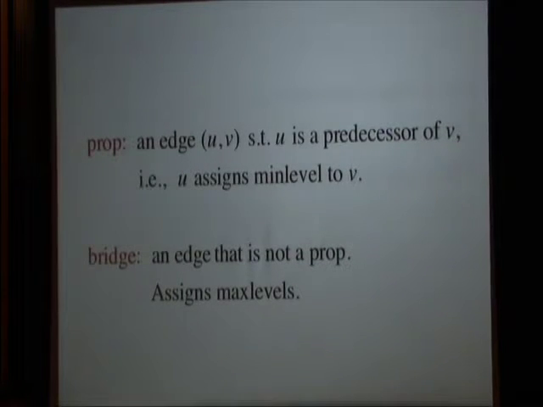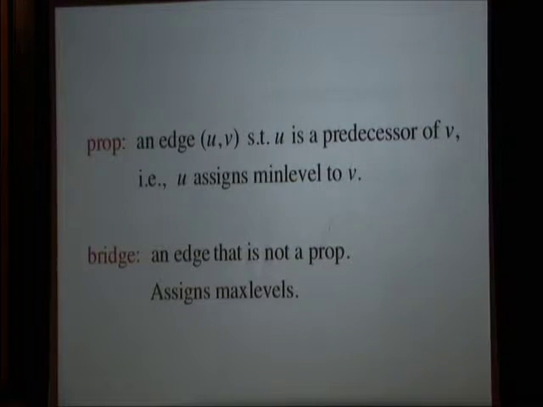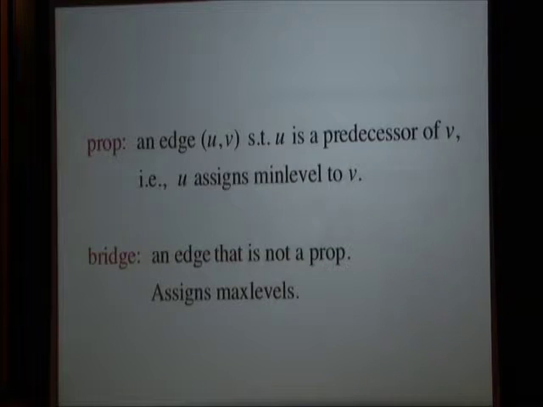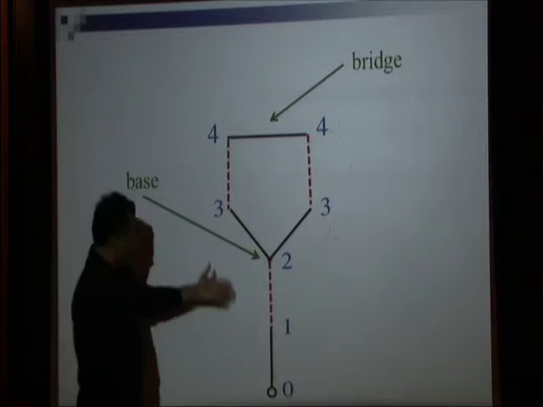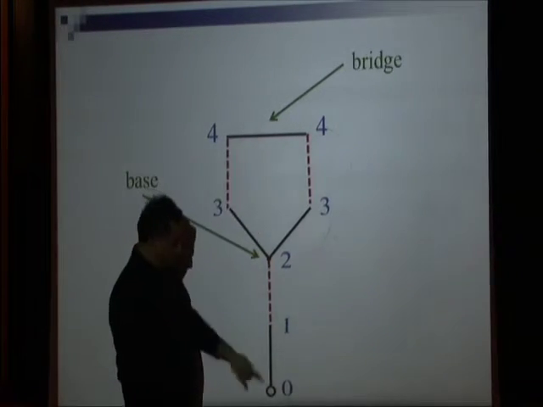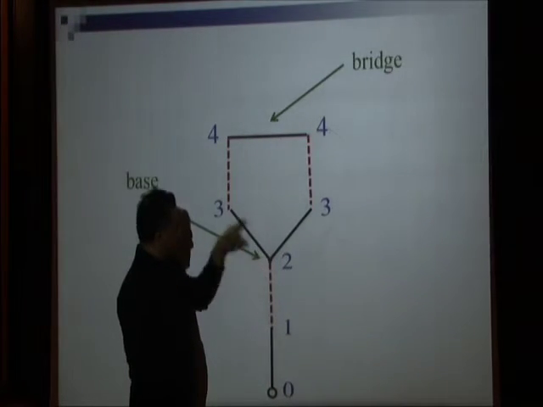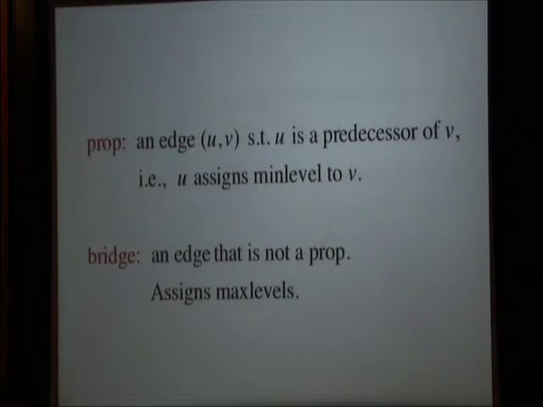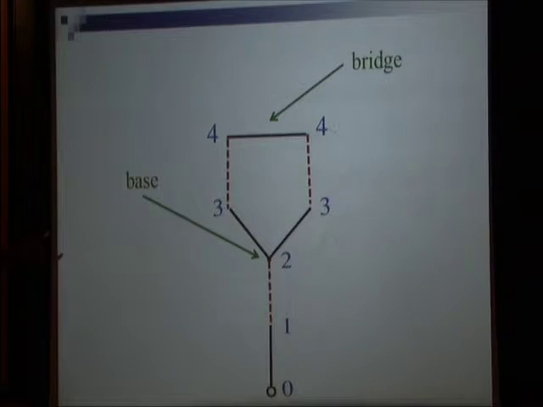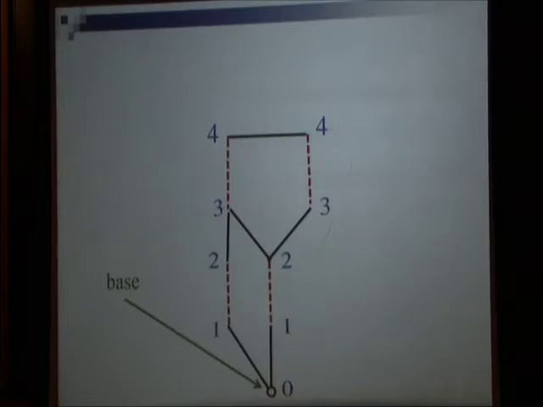So I'm going to say that an edge UV is a prop, not a prof, but a prop, if U is a predecessor of V. So if U assigns min level to V, so all these edges other than this guy are props, because this assigns min level to this, this to this, this to this, and so on. Okay, and any edge that is not a prop will be called a bridge. Any edge. Okay, and it assigns max levels like this one did. Okay, now what happens here?